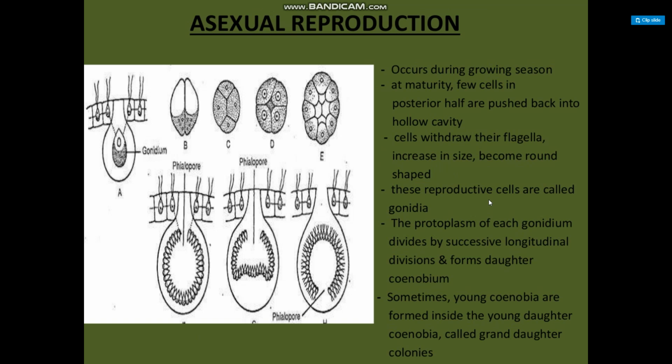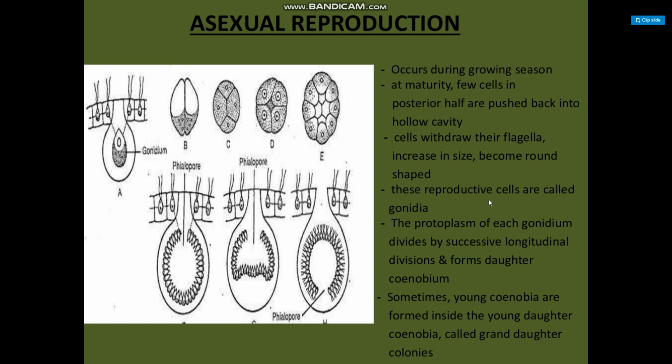Reproduction. This type of asexual reproduction occurs during growing seasons. At maturity, a few cells in the posterior half are pushed back into the hollow cavity, and the cells withdraw their flagella, increase in size and become round shaped. These reproductive cells are called gonidia, and the protoplasm of each gonidium divides by successive longitudinal division and forms a daughter coenobium.